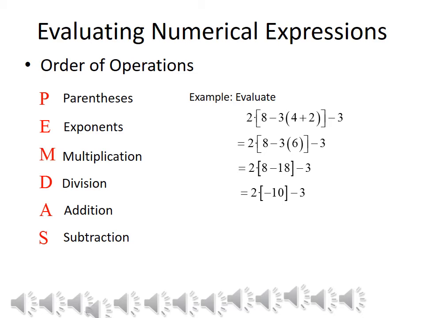So now our expression is 2 times negative 10 minus 3. We can continue going down our order of operations. We've cleared the parentheses, so the next thing we're going to do is multiplication. 2 times negative 10 is negative 20. So we have negative 20 minus 3. We can combine those together using the rules of addition and subtraction to give us our final answer of negative 23. So this whole expression simplifies to be negative 23.